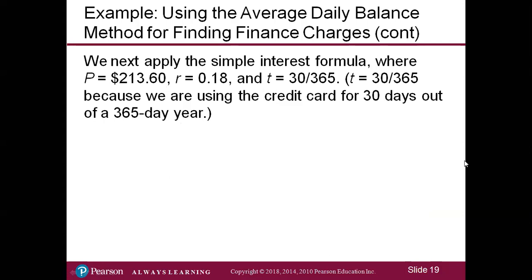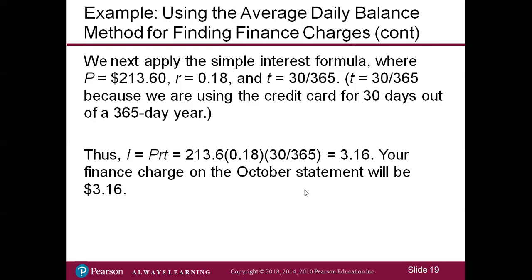We apply the simple interest formula where P equals $213.60, R equals 18%, which is 0.18, and T equals 30 out of 365, because we're using the credit card for 30 days out of the 365 days in the year.